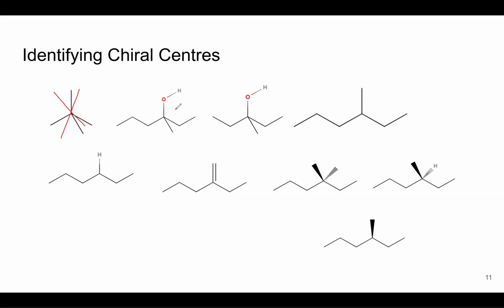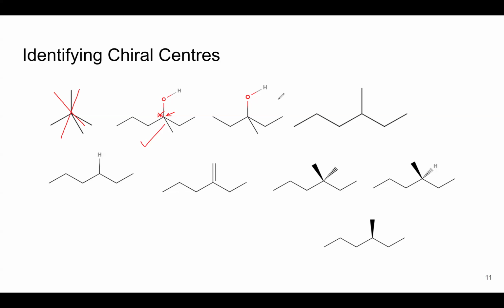How about this? Well, this carbon is chiral because it's attached to four different groups. You have an OH group, a propyl group, an ethyl group, and a methyl group. These four groups are different, so yes, this is a chiral carbon. Is this compound chiral? The answer is also yes, because there's no symmetry in this molecule, so it's chiral.